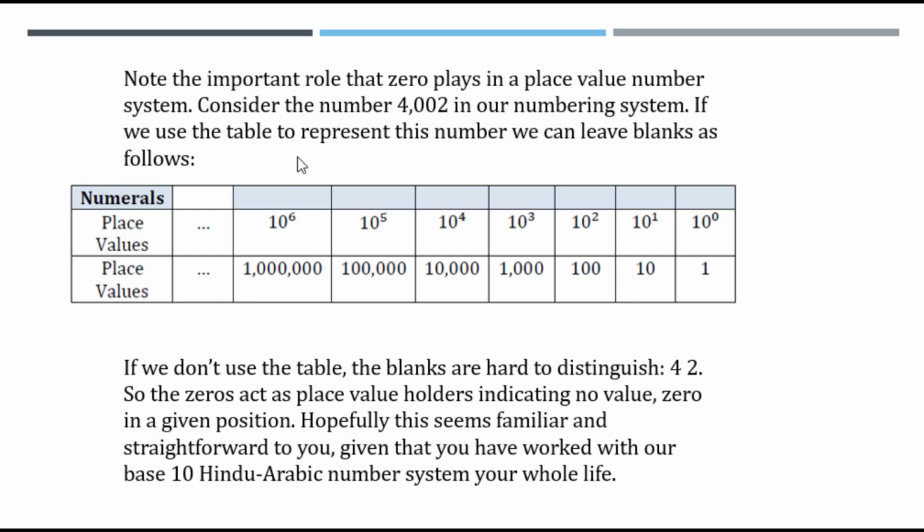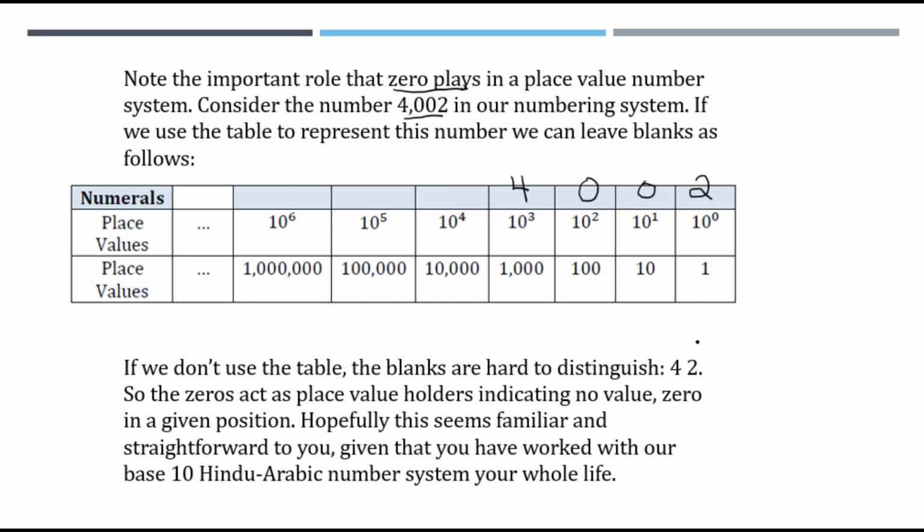Yeah, it's really important to note, this is from the reading, the role that 0 plays. Consider the number 4002, which you can write as 4 times 10 to the thirds, or 4 thousands, no hundreds, no tens, and 2 ones. Without the zeros, they hold the place value.